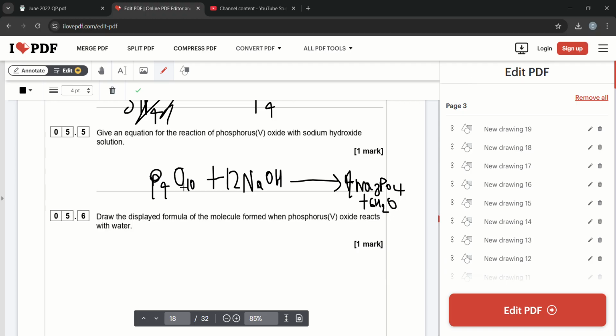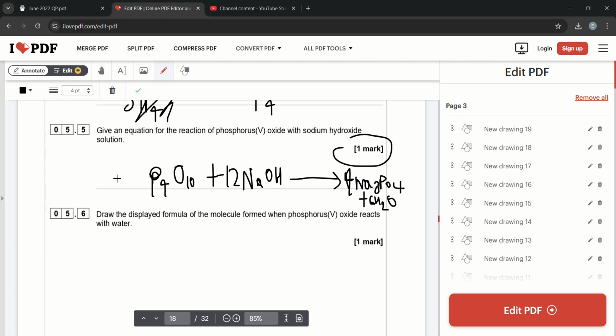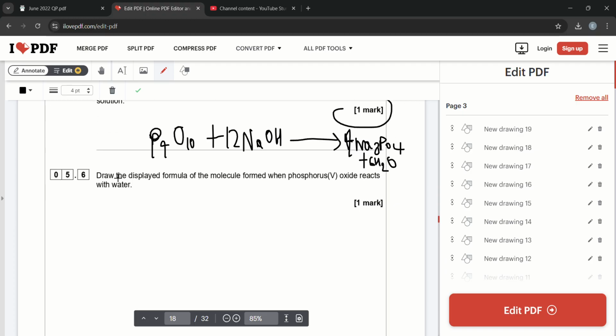So phosphorus oxide P4O10 plus 12NaOH to form 4Na3PO4 plus 6H2O. P4O10 plus 12NaOH, 4Na3PO4 plus 6H2O. 4 marks. Draw a displayed formula of the molecule formed when phosphorus oxide reacts with water.